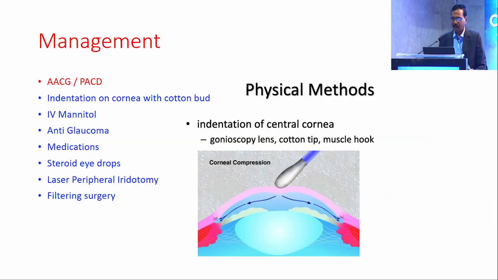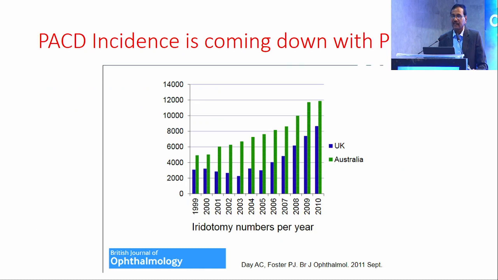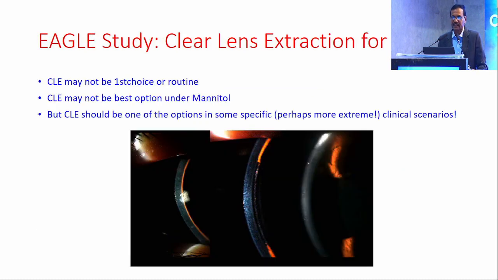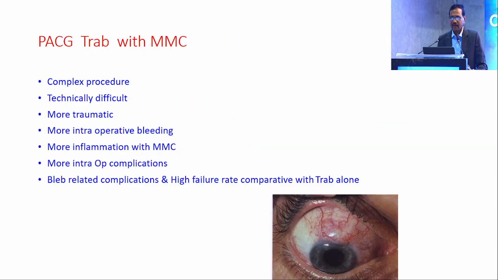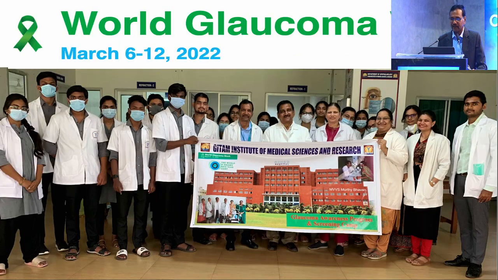And as for management, as you all know, laser peripheral iridotomy reduces the incidence of angle closure glaucoma in the west as well as in the east. The EAGLE study shows that clear lens extraction deepens the anterior chamber. And don't neglect the fellow eye, because 40 to 80% of these cases are prone to it. And creating awareness regarding angle closure glaucoma is a must.